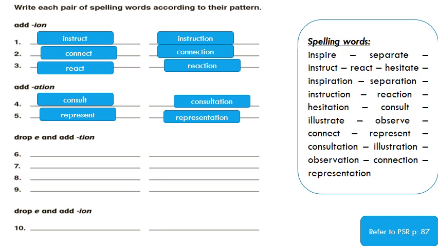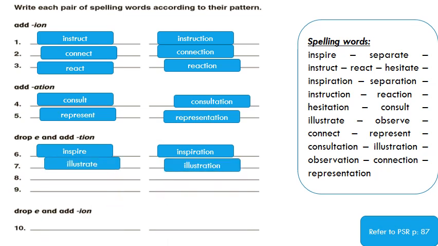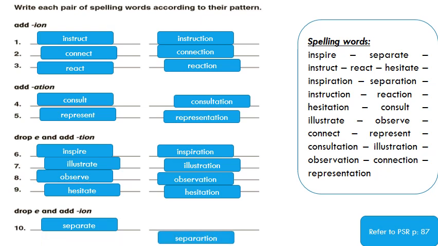Inspire, now when we have to drop the E, then we add tion. Inspire, inspiration. Also illustrate, illustration. Observe, observation. We have to remove the E, add ation. Last one, hesitate, hesitation. In the last group, I have only one example, which is separate. We do not add anything instead of the E, and we add ion.